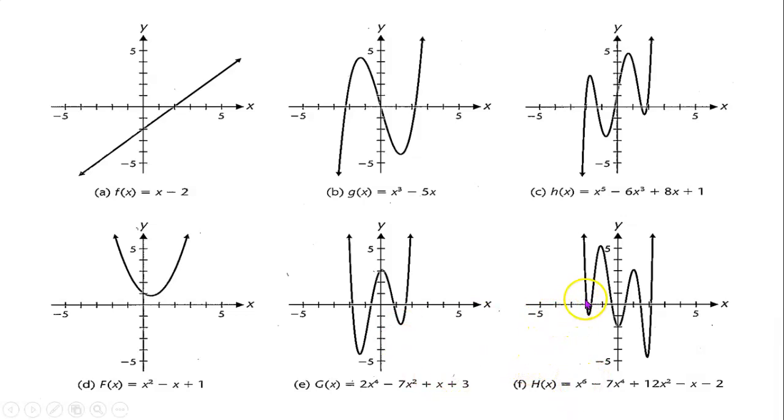And then it also tells you how many times the graph could cross the x-axis, how many x-intercepts it could have. So the maximum number of x-intercepts is the degree. Degree 6, you could have as many as 6 x-intercepts. Degree 2, you could have 2. You might not have any, but 2 is the most you could have.